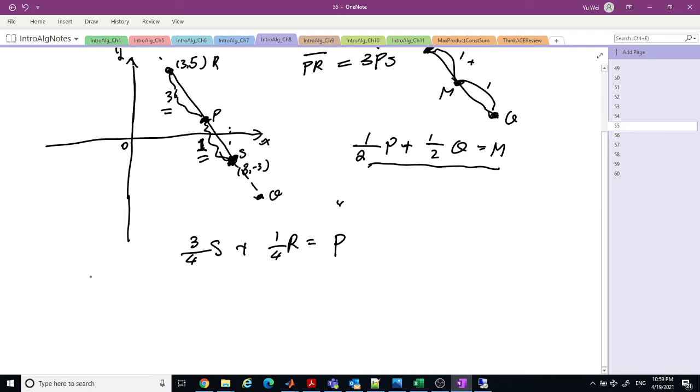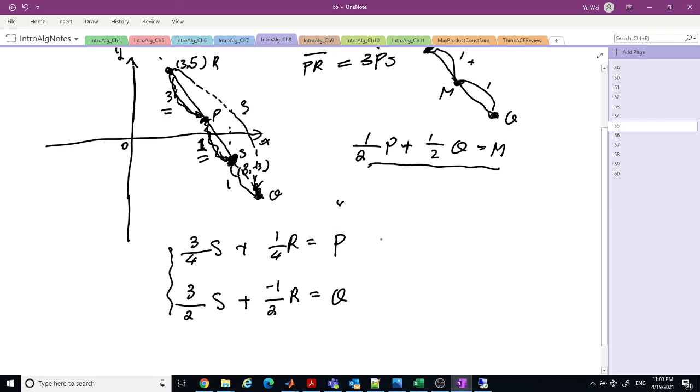For the second one, it's not that straightforward, I will explain in the second picture. Here you can see it is 3, and here it is 1, because this one goes in this direction and this one goes in the opposite direction. So we put the 3 and the negative 1, so the total weight is 2, so that's 3 over 2 and negative 1 over 2. You can see we are close to S, that's why we weight more on S and less on R. That's our point Q.